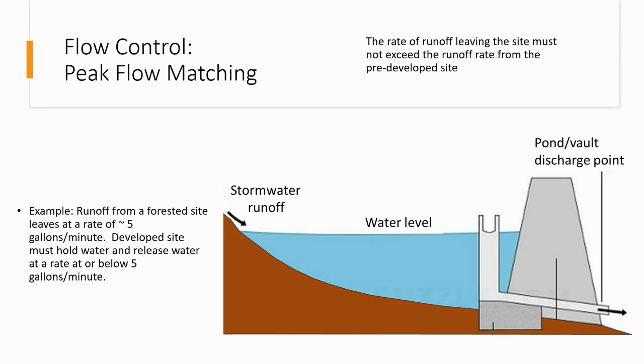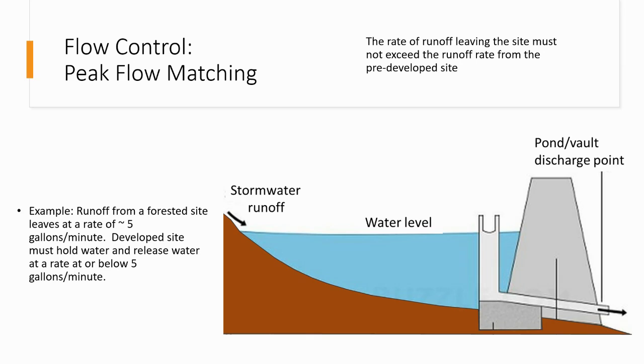The second major requirement of stormwater management is providing flow control for the site's stormwater runoff. The peak flow matching requirement means that the rate of runoff leaving the developed site must not exceed the runoff rate from the pre-developed site. The runoff rates from the developed and pre-developed sites must match. Imagine a 2-year storm rains on a pre-developed site and runoff leaves the site at a rate of 5 gallons per minute, about half the capacity of a garden hose.